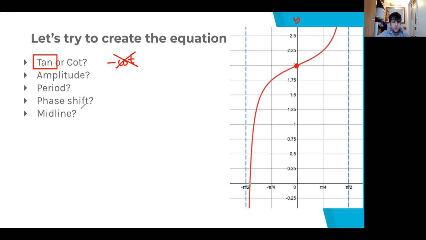The next thing, let's go down and talk about the midline. Where's the midline? Well, we already sort of identified it, at least where it crosses our graph. It's right here. That's the midline. It's at 2, positive 2.